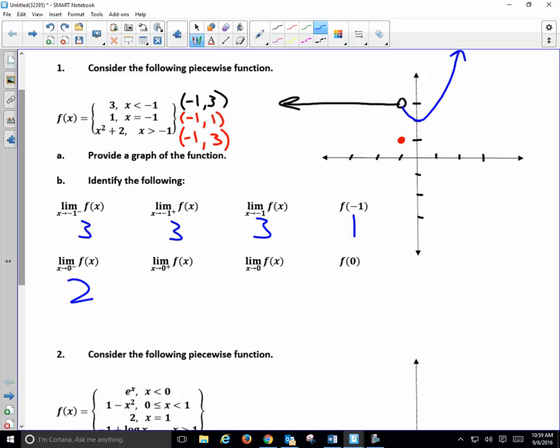How about as x approaches 0 from the left? 2. 0 from the right. So does the limit exist as a whole? And the function value is? All right.